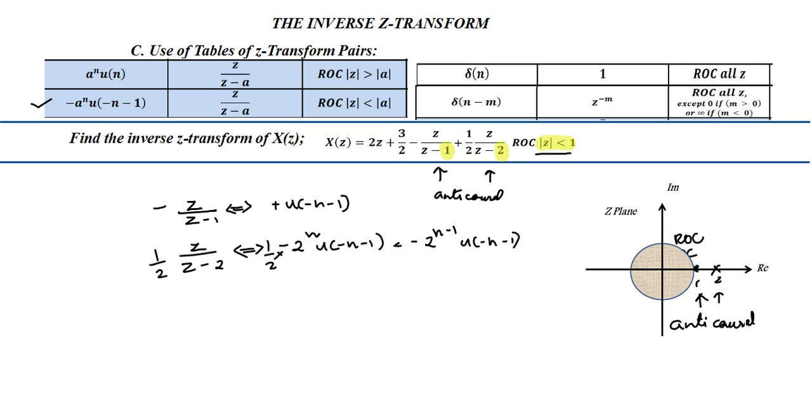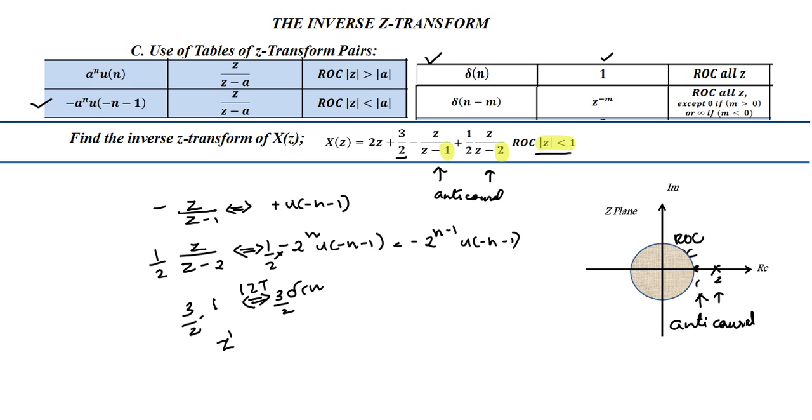So if you look at here, the Z transform of del of n is 1, and the ROC is all Z, which means if you are getting a constant term 1, the inverse transform can be written as del of n. Here it is multiplied by 3 by 2, so you can write 3 by 2 into del of n.